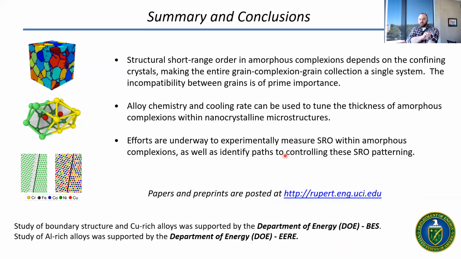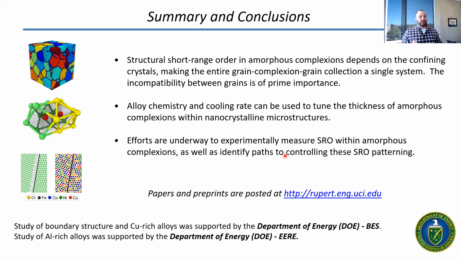Okay, so with that, I want to leave you with a few take-home points. The first is that the structural short range order in amorphous complexions really depends on the confining crystals. And that's really important because it tells us something fundamentally exciting about complexions. They are not just some different structure that happens to be at a grain boundary. This is a complete system. This is truly the 2 grains and the interfacial region finding a local equilibrium.